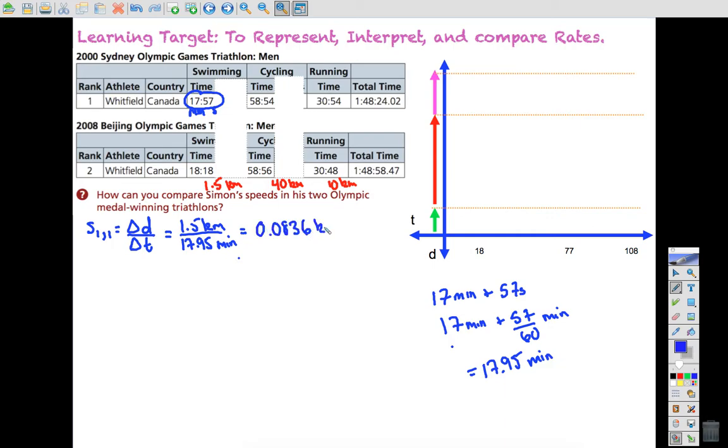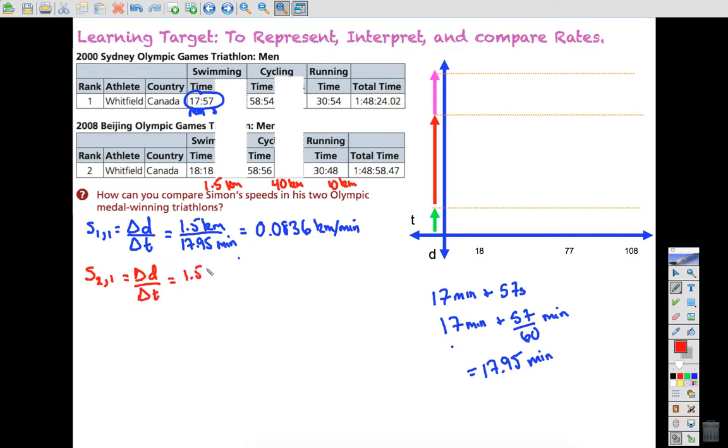0.0836, and that is kilometers per minute. So you can see now I have a unit rate, and I got that by doing 1.5 divided by 17.95. So what I want to compare to that is his second run first leg. So the change in distance is going to be the same. They still had to cover 1.5 kilometers.